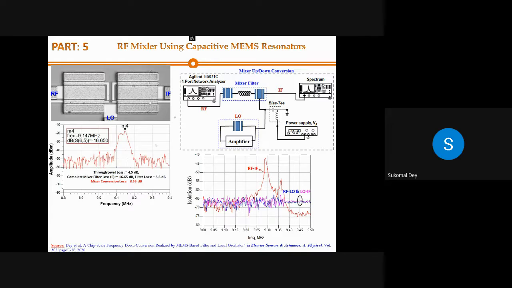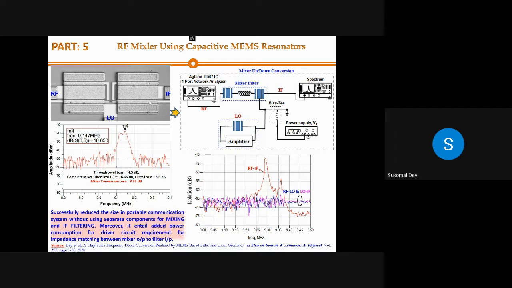And this brings us a very interesting thing: when you have made it, it successfully reduces the size in a portable communication system. The compactness has been improved. You don't need two components, only one component can be used for both mixer and filter. So you don't need a separate component for mixing and IF filtering.